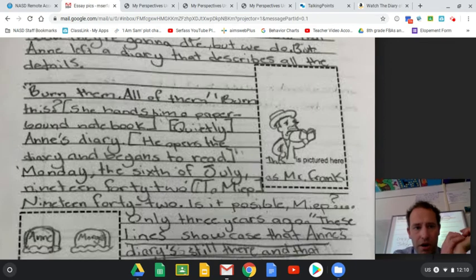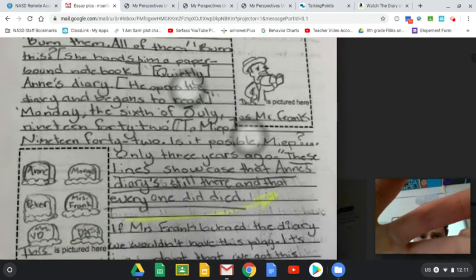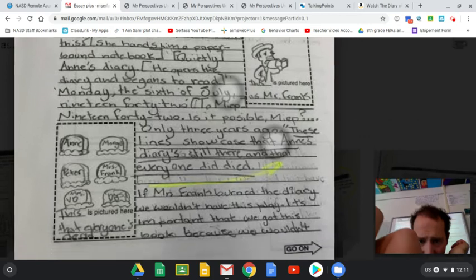I love this context, and I love how it flows straight into the quote. "Burn them. Burn all of them. Burn this." She hands him a paper-bound notebook. Quietly, Anne's diary. He opens the diary and begins to read. "Monday, the 6th of July, 1942. To Meep. 1942, is it possible, Meep? Only 3 years ago." These lines showcase that Anne's diary is still there and that everyone died. If Mr. Frank burned the diary, we wouldn't have this play.